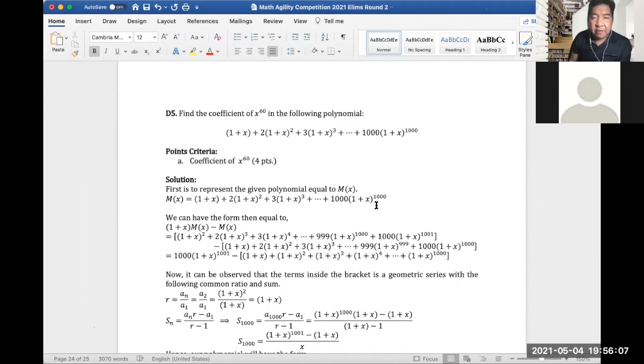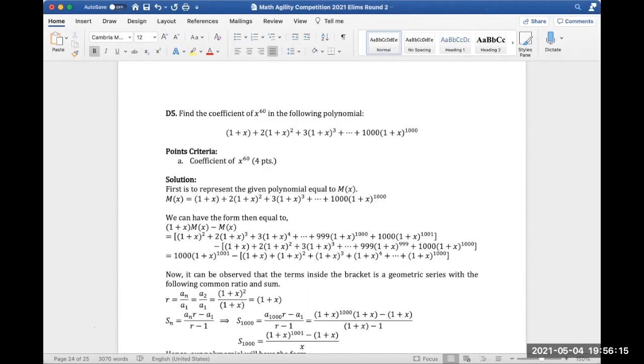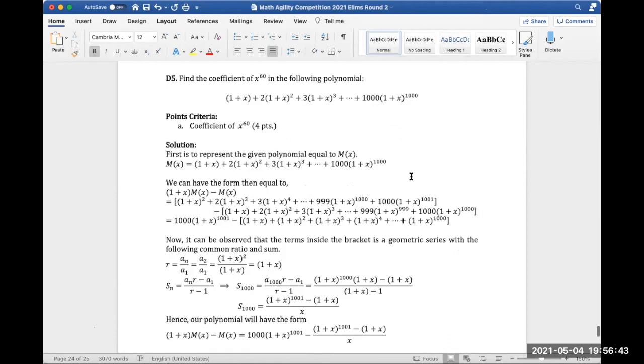So the question is, find the coefficient of x to the 60 in the following polynomial. We're going to solve what is the coefficient of x to the 60 from this polynomial: 1 plus x, plus 2 times (1 plus x) squared, plus 3 times (1 plus x) to the third power, plus up to 1,000 times (1 plus x) to the 1,000 power. So we are going to solve for x to the 60.